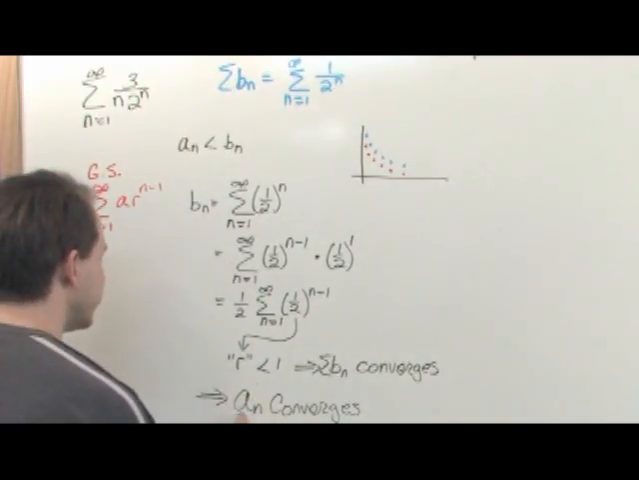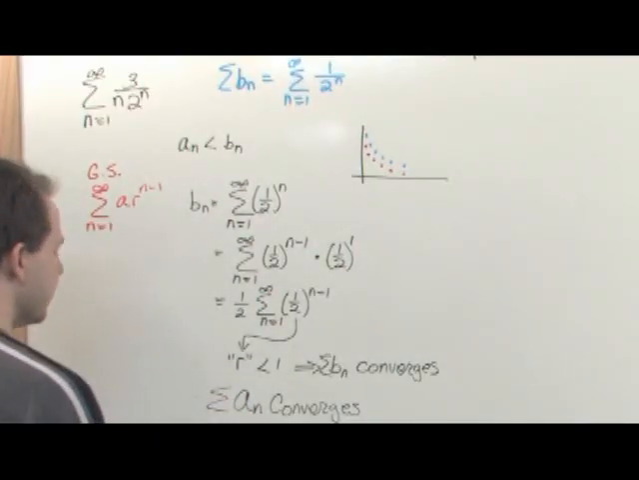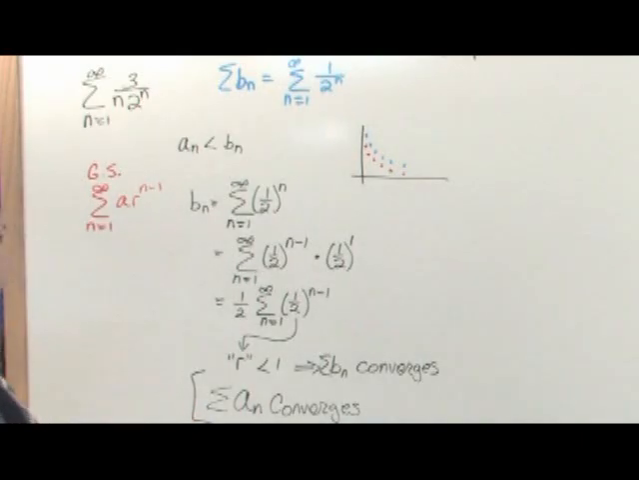And just to be totally rigorous about it, when you're talking about series like this, you really should say the sum over a sub n converges, so that you're very clear that you mean the series actually is the thing that goes off and converges.